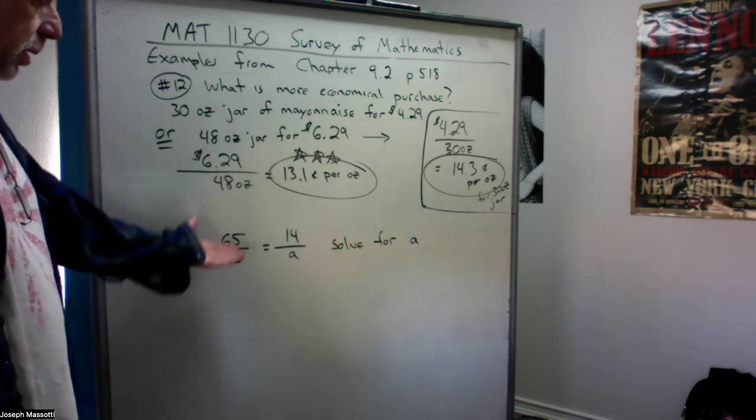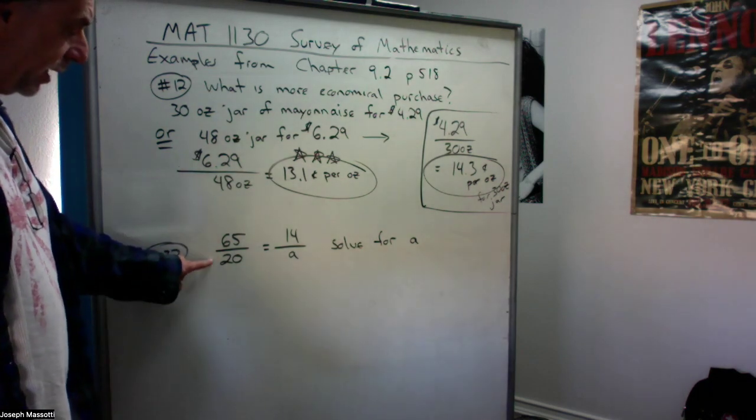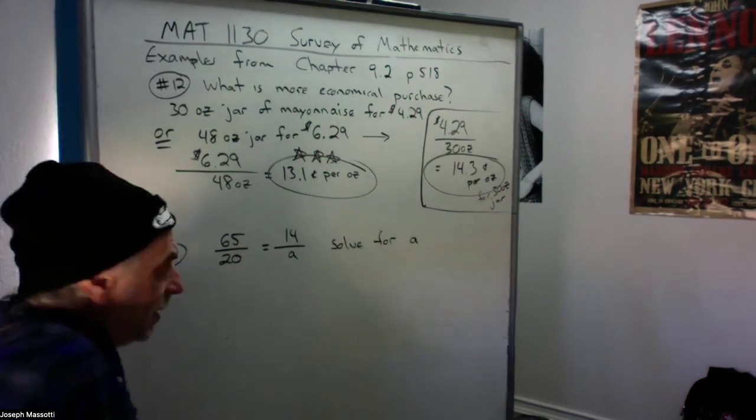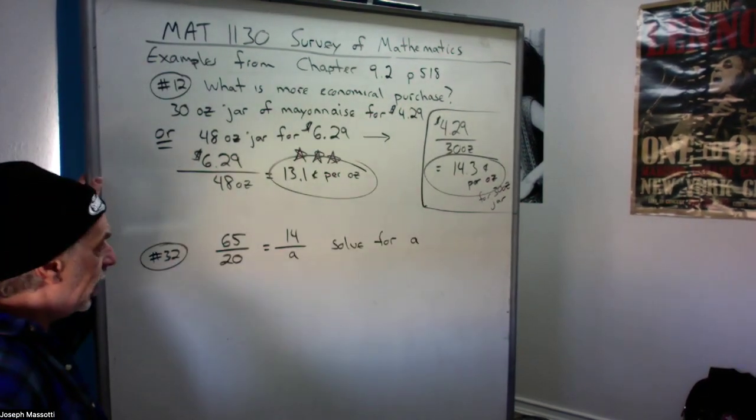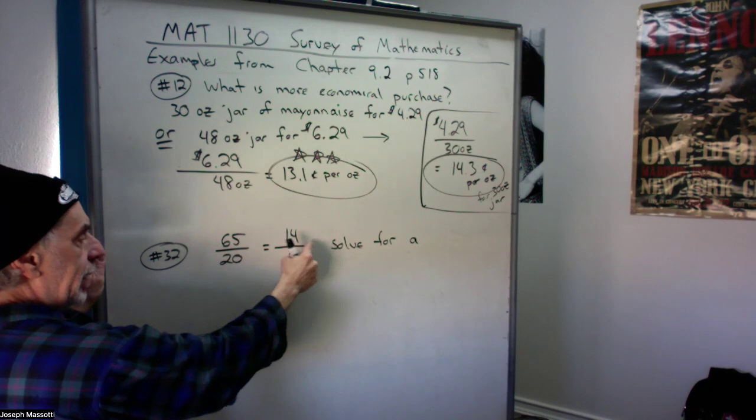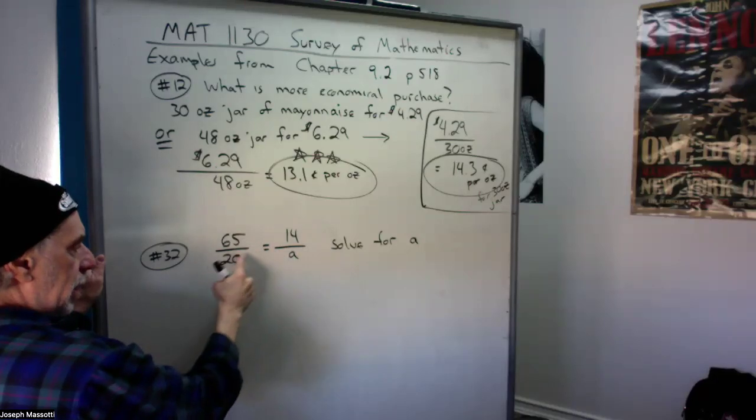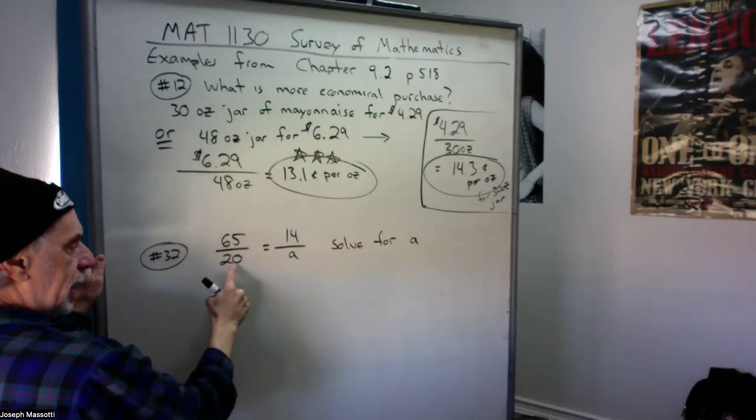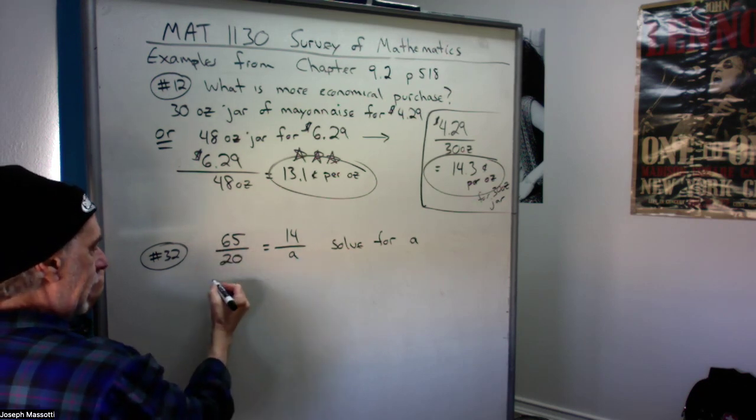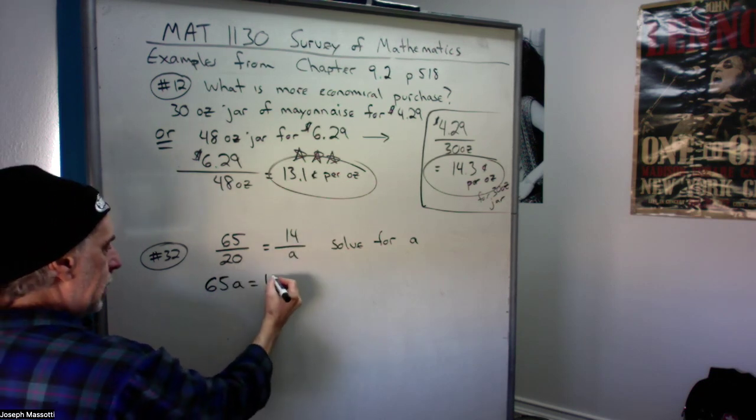This is a ratio problem just set up for you to solve for one unknown. When we have one fraction on one side of the equation and one fraction on the other side of the equation, we can use a very nice method that we call cross multiplying. Whenever you have one fraction on one side, one fraction on the other side, this numerator times this denominator will always equal the other direction, this numerator times this denominator. So in this case, we just say 65 times A equals 14 times 20.